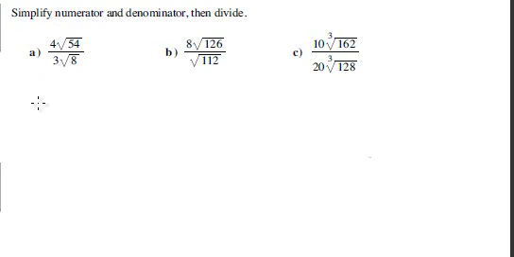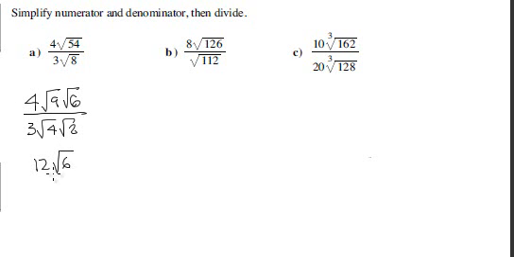So we have 4 root 54, which is like root 9 root 6. And downstairs, root 8 is like root 4 root 2. So this cleans up as follows. Root 9 is 3 times 4 is 12 root 6, and we're dividing that by 2 times 3 is 6 root 2. Now if we divide, we get 12 divided by 6 equals 2. Root 6 divided by root 2 is root 3.